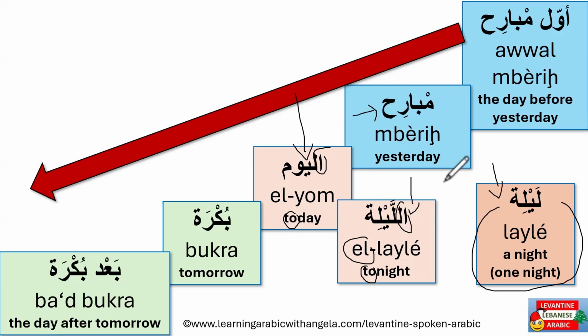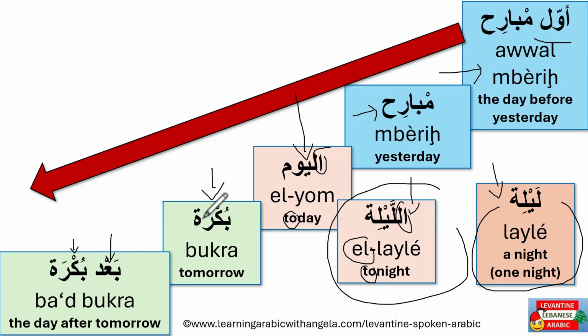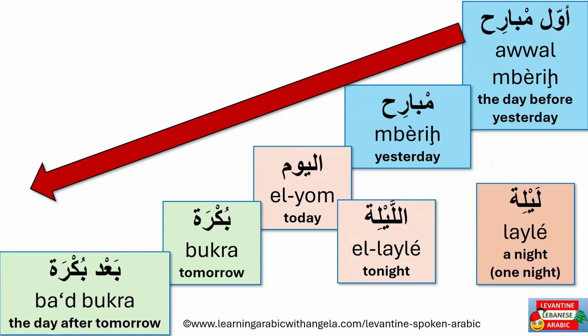امبارح, yesterday. أول امبارح, the day before yesterday. Using أول, ordinal number. أول is the first, literally, first. بكرة, tomorrow. بعد بكرة literally means after tomorrow. So أول امبارح, امبارح, اليوم, بكرة, بعد بكرة. And of course, الليلي, tonight. To practice, maybe you can write down a sentence for each of those.